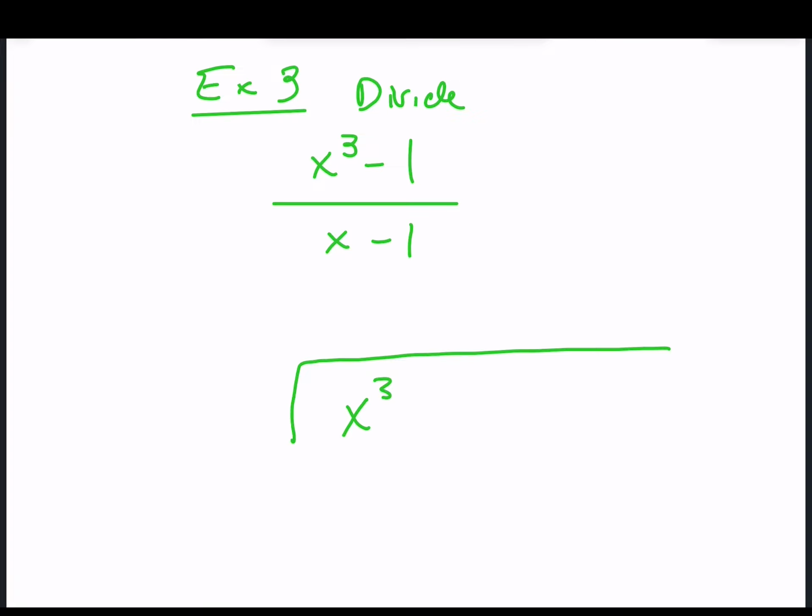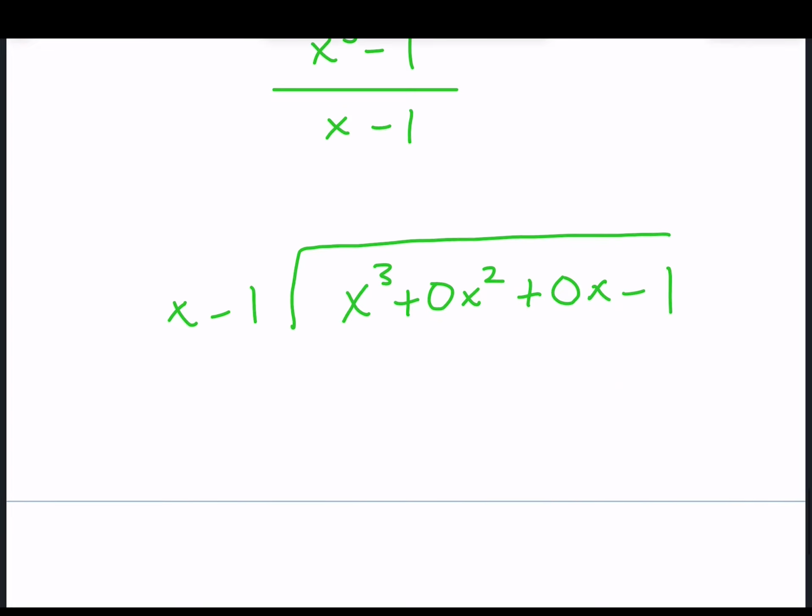inside our division, again, we have x cubed minus 1, but remember, something I cautioned you about is that we have to have all powers of the variable included, or we will get off by a factor when we do the division. So we need plus 0x squared plus 0x minus 1. And then on the outside, we have x minus 1.